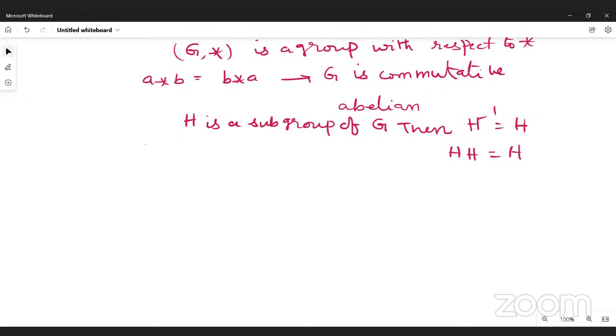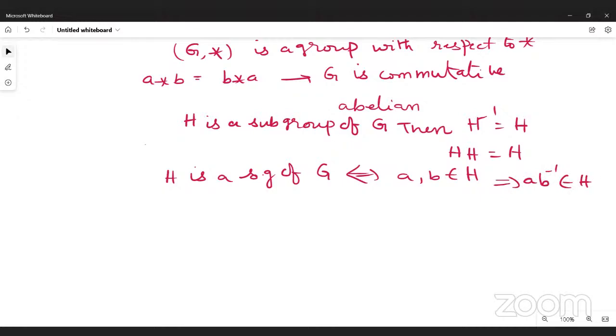All these points we are going to use in commutative algebra also. If H is a subgroup of G, then H inverse is equal to H and H into H is equal to H. And in general, we know that H is a subgroup of G if and only if a, b belonging to H implies a b inverse belongs to H.